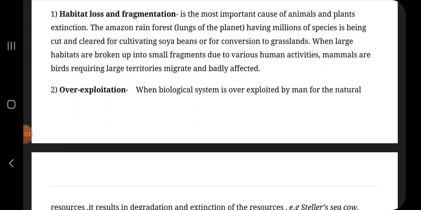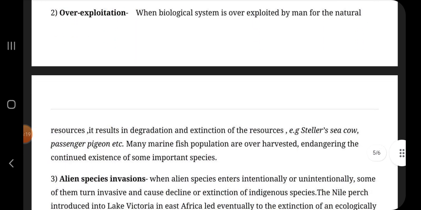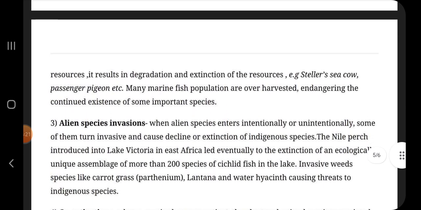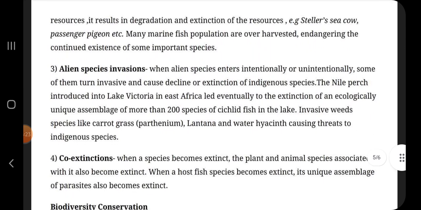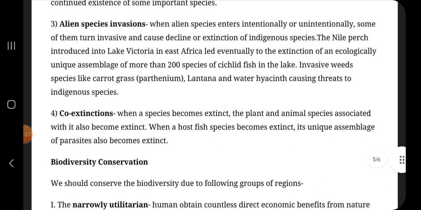The Amazon forest, the lungs of the planet, having millions of species, is being cut and cleared for cultivating soybeans or for conversion to grasslands. And overexploitation is when a biological system is overexploited by man for natural resources. It results in degradation and extinction, like the examples Steller's sea cow and passenger pigeon. Third is alien species invasion.